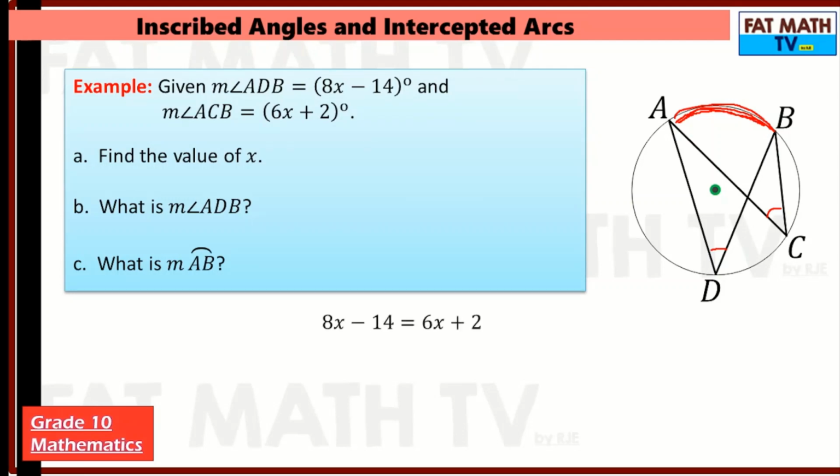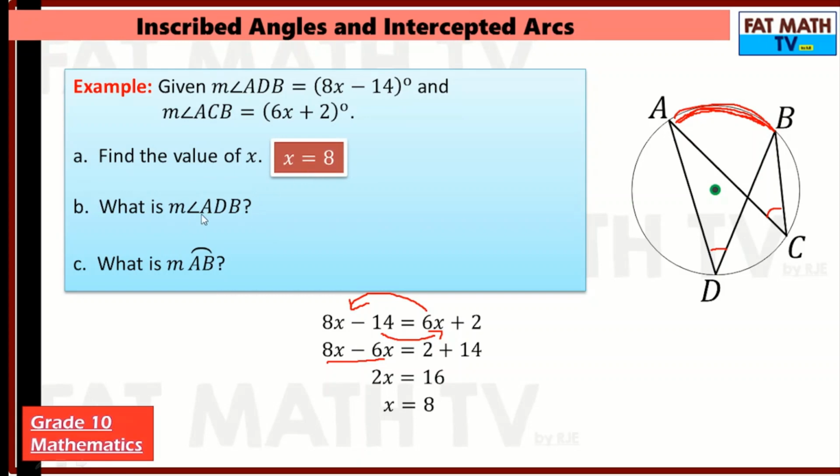So this 8x minus 14 is equal to 6x plus 2. And then solving the equation, you put 6x to the left. That's going to be negative 6x. And you put negative 14 to the other side. It's going to be positive 14. So 8x minus 6x is 2x. And then 2 plus 14 is 16. So divide both sides by 2. You will get x equals 8.